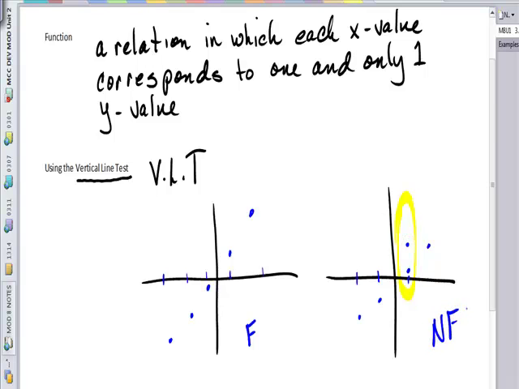And the vertical line test says if a vertical line would pass through two or more points, it is not a function, because a vertical line is x equals some number. So if it touches this point and this point, then that x is corresponding to multiple y values. Use a vertical line. All right, let's look at our examples.